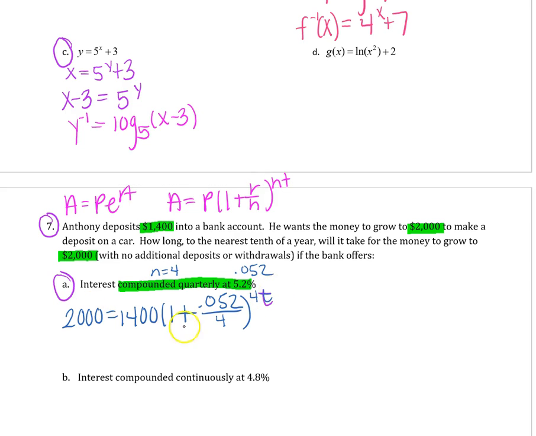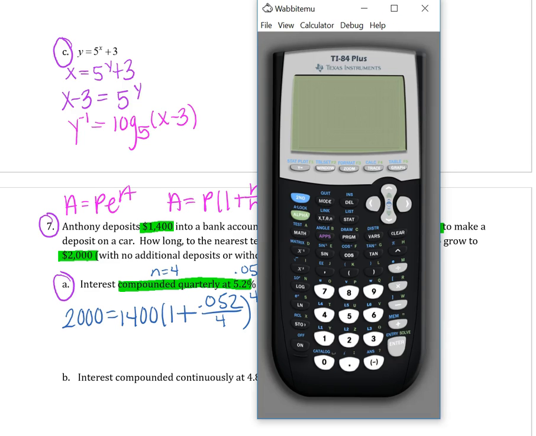Okay, so I'm just going to clean this up a little bit. So what I can do is take 2,000 and divide that by 1,400.